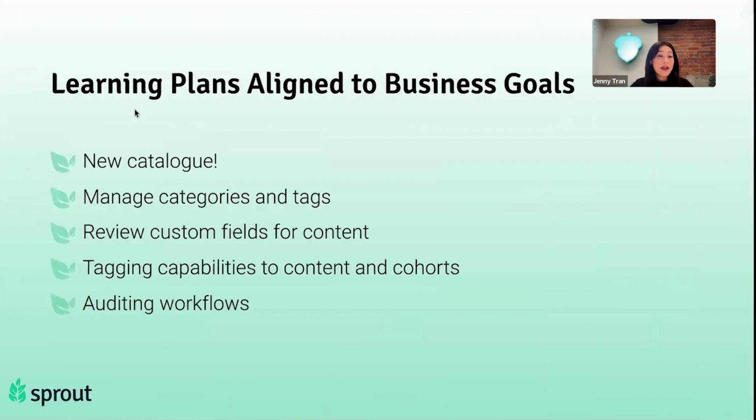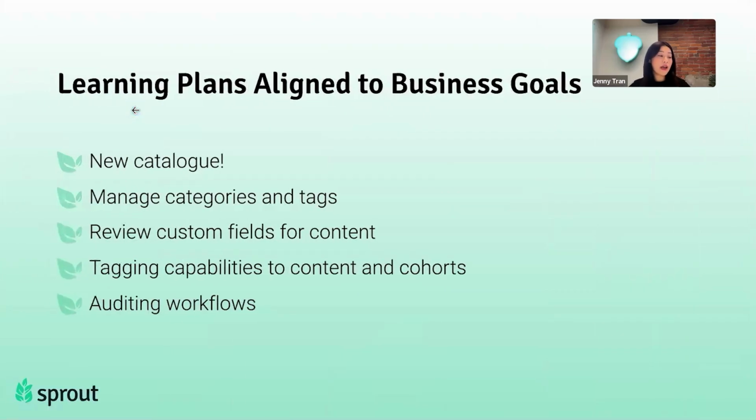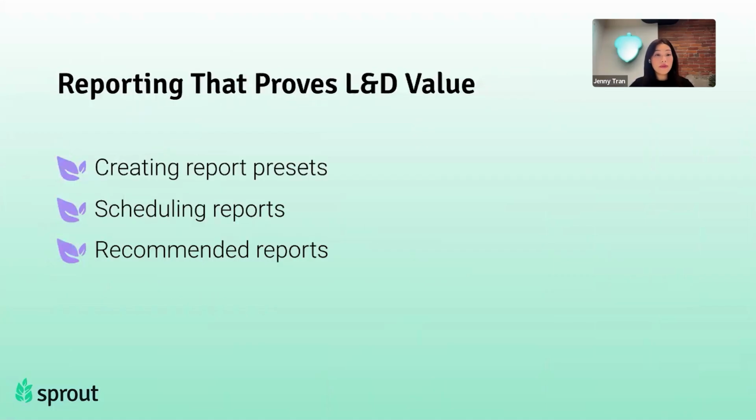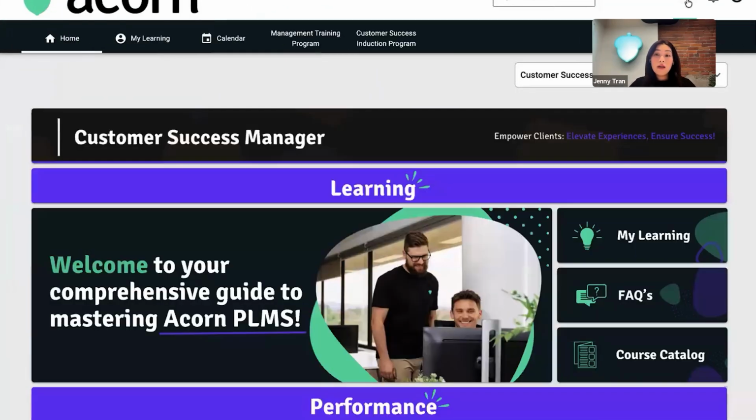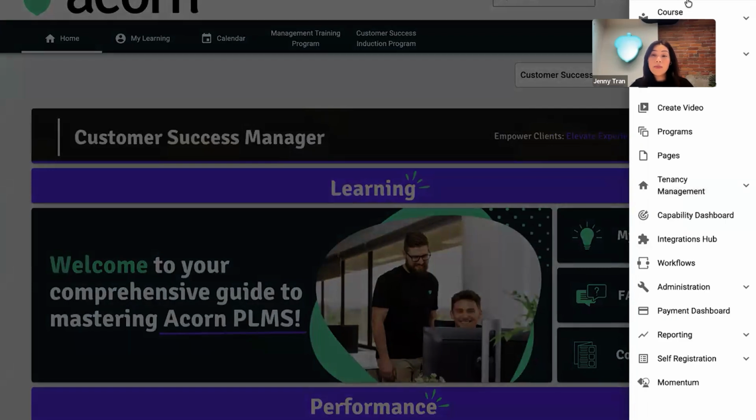Okay, now that we've covered that, I do want to take a look at some reporting. So we've covered users and auditing the user content. We've covered courses and live learning sessions and auditing those user content as well. What kind of reporting can we have that will make your life easier? So I'll talk about creating report presets. I'll talk about scheduling reports, and I will also talk about some report recommendations that may be helpful for you and your organization. So again, popping back into my Acorn system here, I'm going to go ahead into reports.